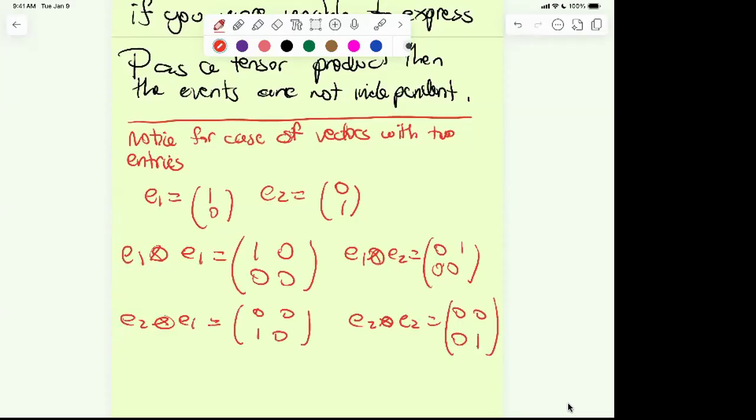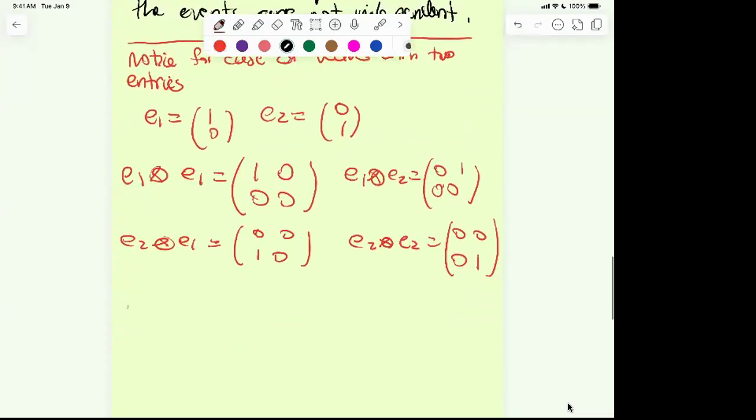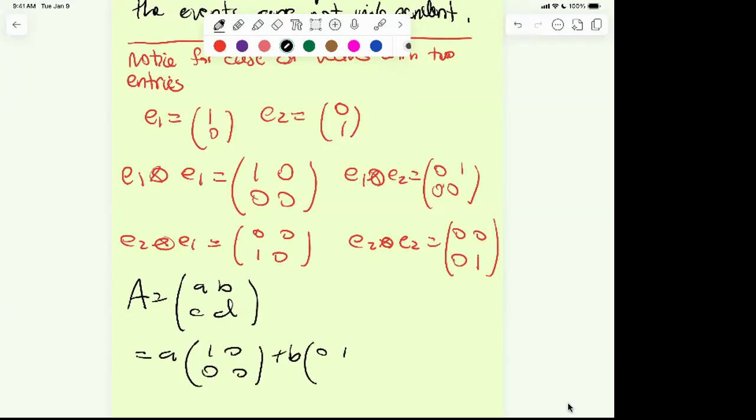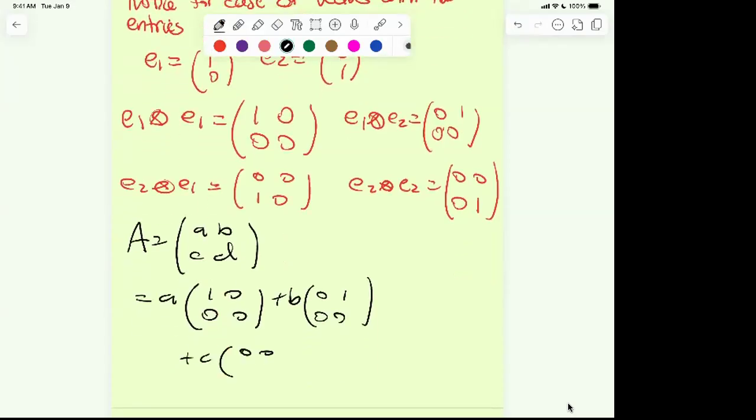Because if you have an arbitrary 2 by 2 matrix, A, B, C, D, then that is just A times 1, 0, 0, 0 plus B times 0, 1, 0, 0 plus C times 0, 0, 1, 0 plus D times 0, 0, 0, 1. So what that tells you, again, is that these are the ones that I just did.